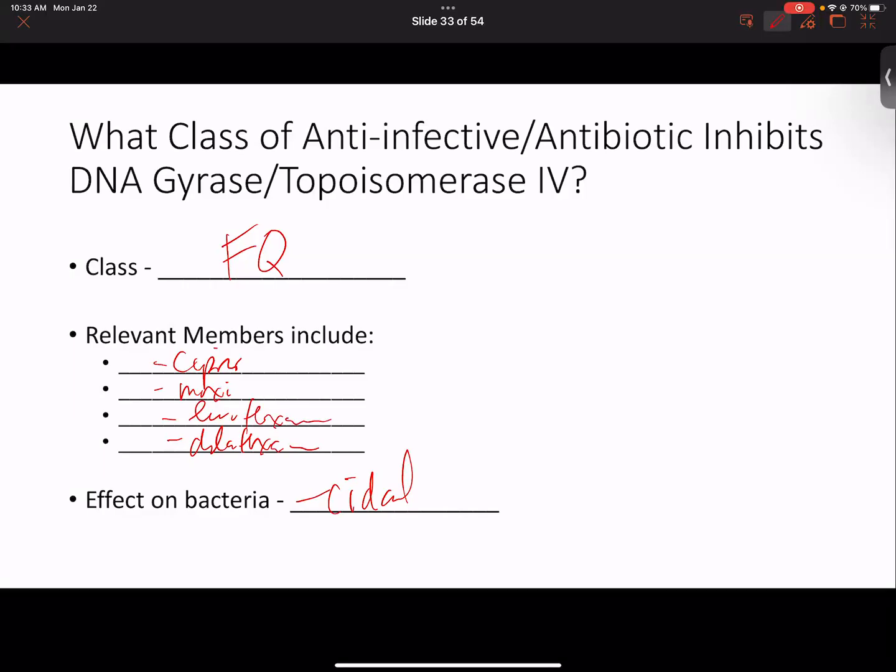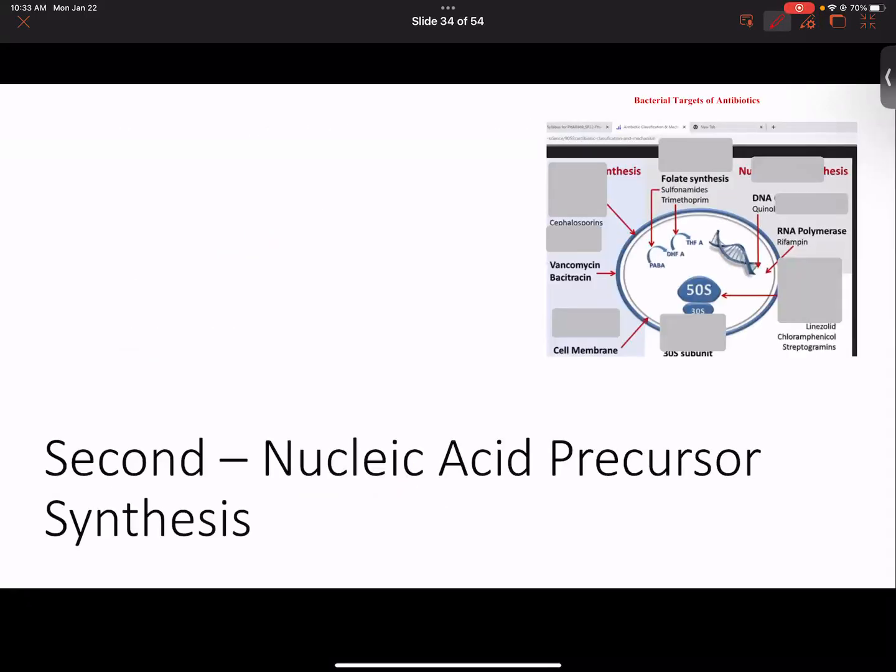You guys have already heard of those, so I'm not going to spend too much time on those. All right, good. We'll talk more about the structure activity of fluoroquinolones, the mechanism of action, resistance mechanisms we will mention, and side effects as well, the fluoroquinolones as we get into next week.